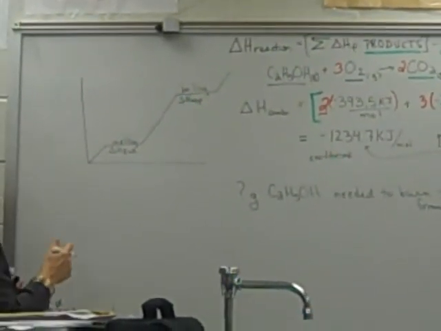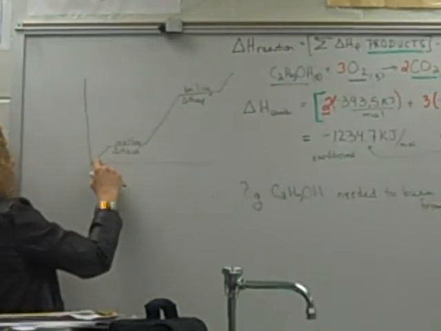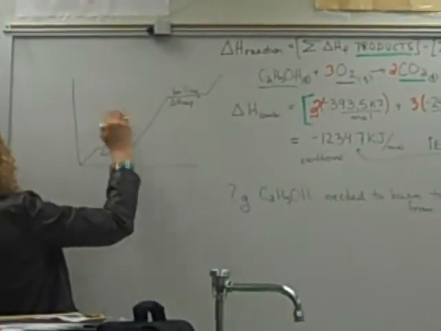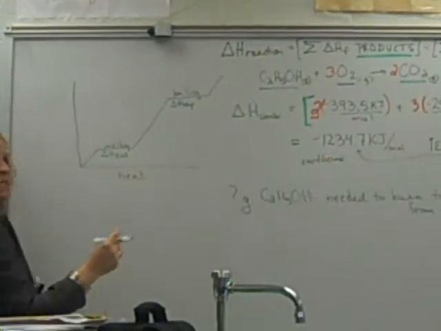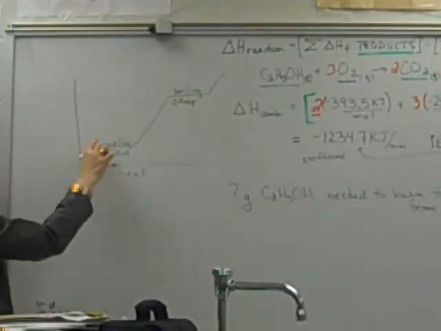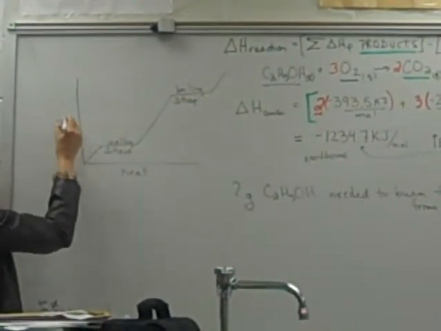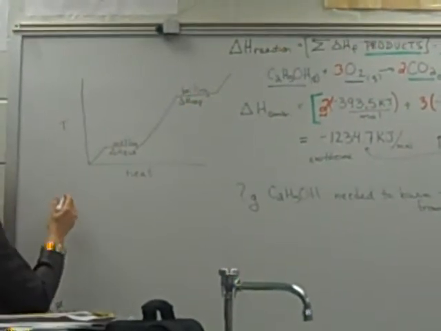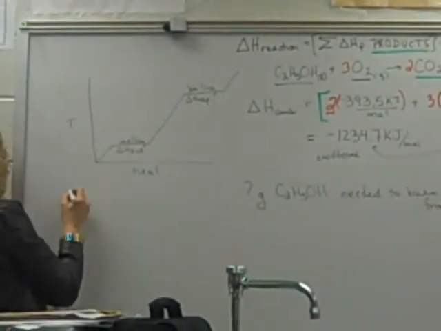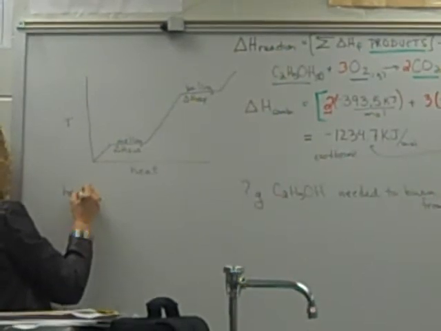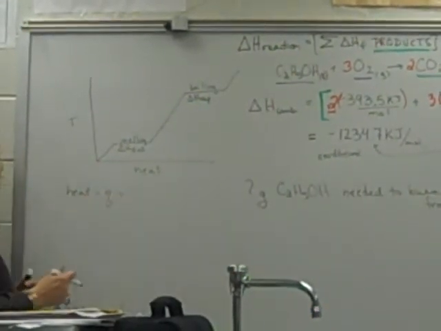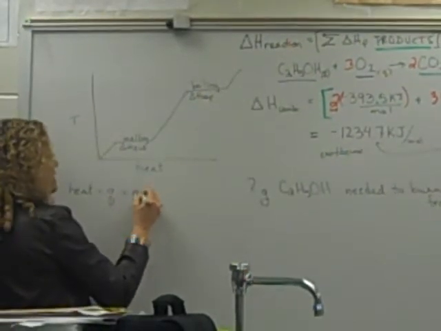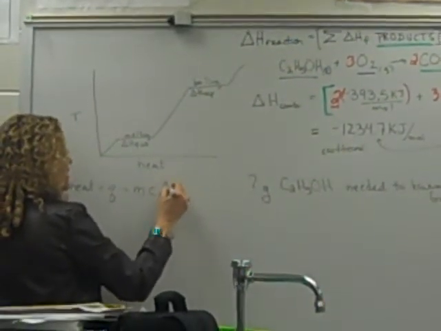What do we use here on these diagonals? Pardon? You said specific heat? You're right, we use specific heat. And this is temperature. And what is the formula for heat on the diagonal? It's the one where we had this silly song. It's the MCAT, or the MC delta T.